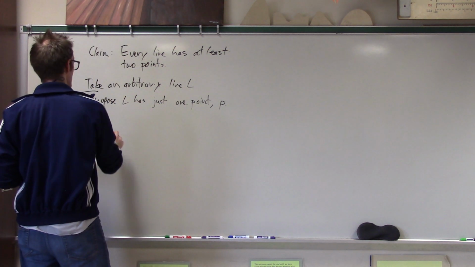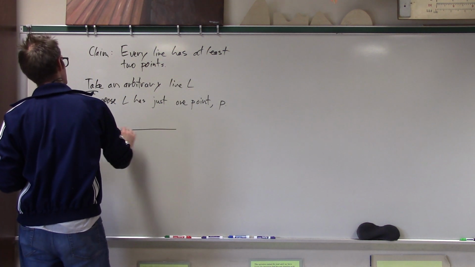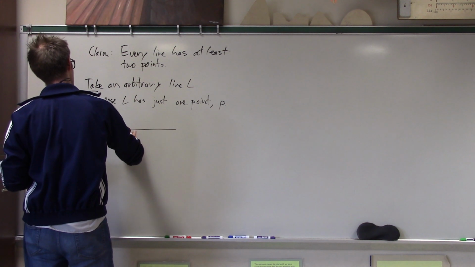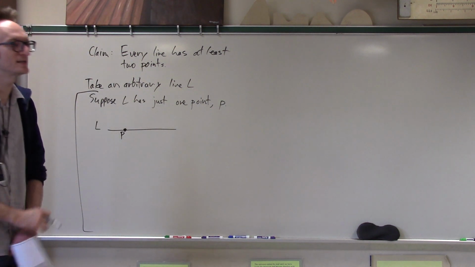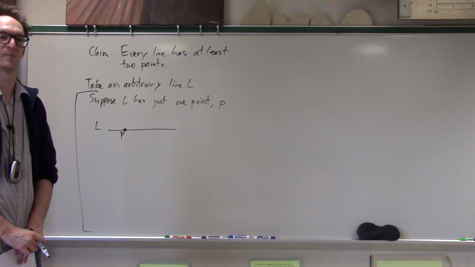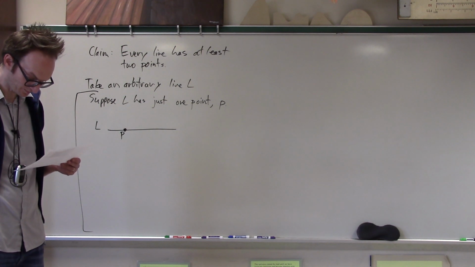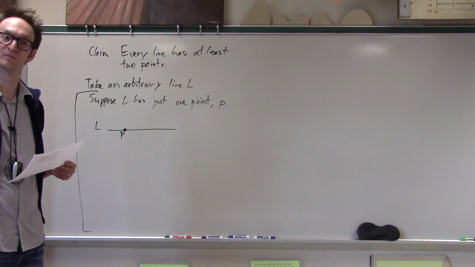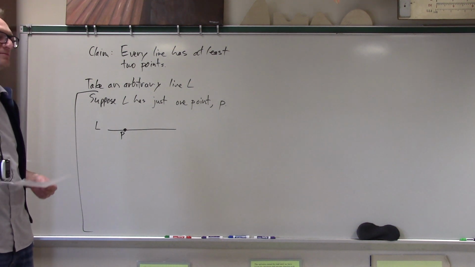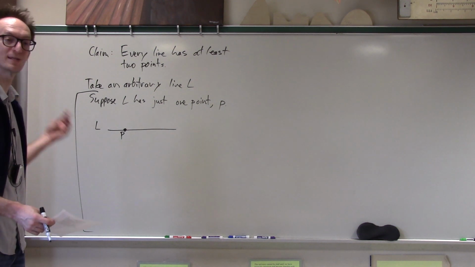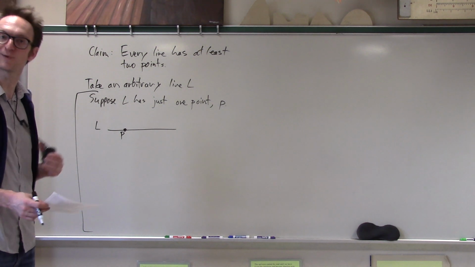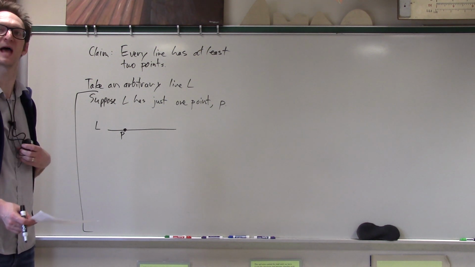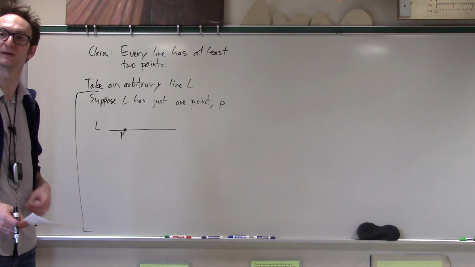All right, so my line L looks like this. There's a single point P on this line. This is not possible because every 2 lines meet. Since every 2 lines meet, and there's only 1 point on line L, then every other line that meets L must meet L at P.